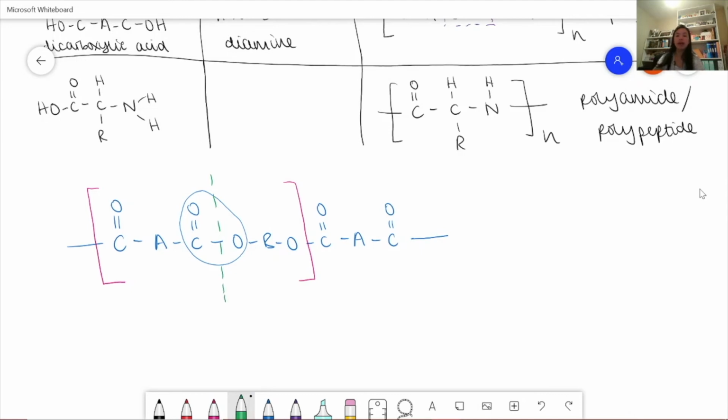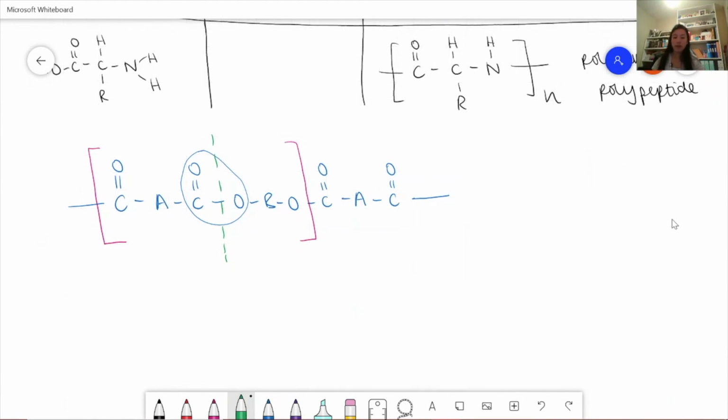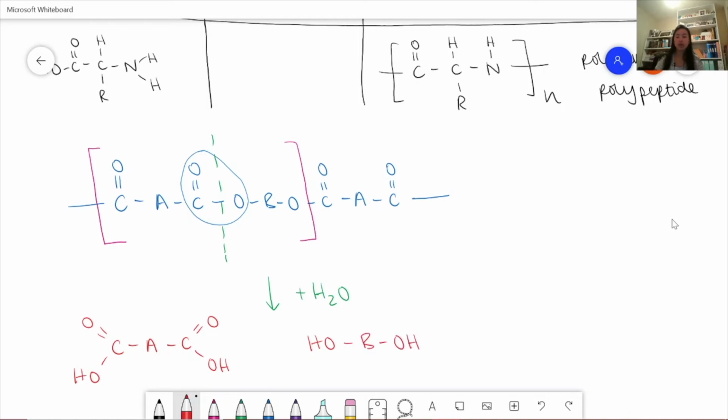And then we add back the components of water. And so if we add water, we will form C double bond O, OH, A, C double bond O, OH, and we'll also form OH, BOH. And so we've managed to find the monomers from this polymer.